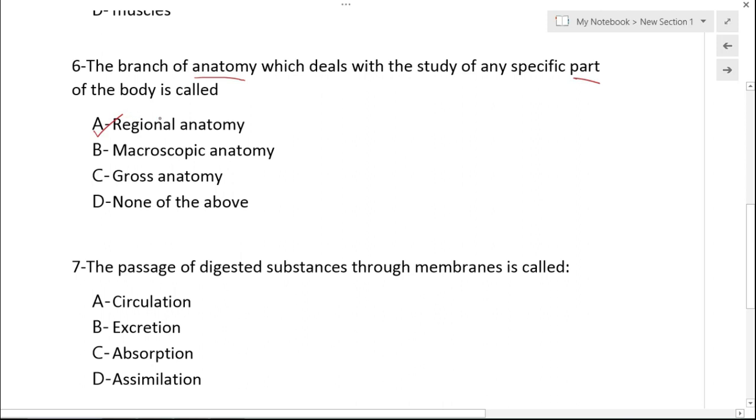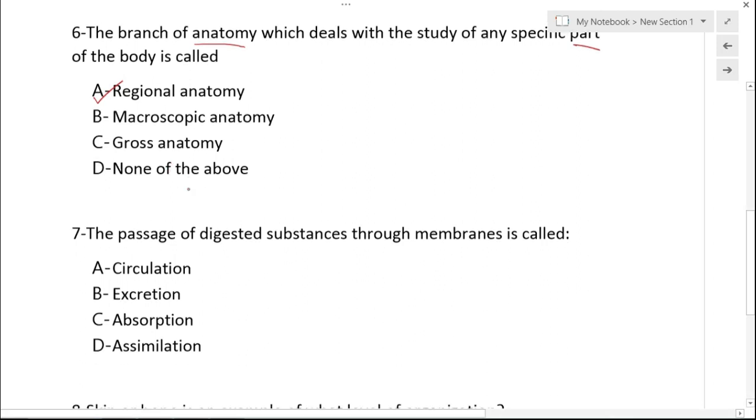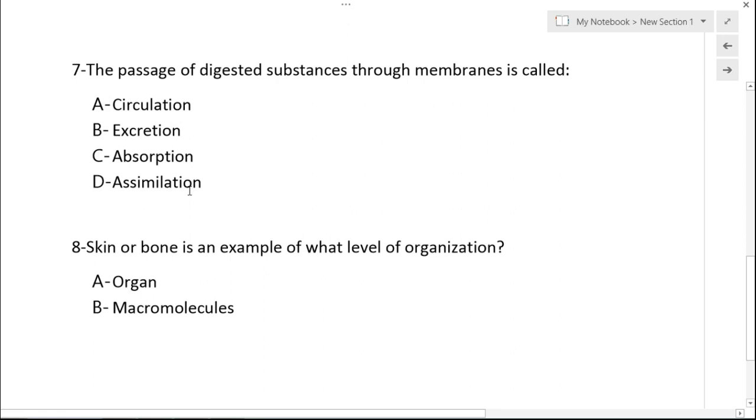Regional anatomy. Gross anatomy or macroscopic anatomy, these are the study of anatomical structures that can be seen with the naked eye. Okay, macroscopic anatomy as well as the gross anatomy are the anatomical structural study that can be seen with the naked eye. Okay, now we are moving to the next question, question number 7.